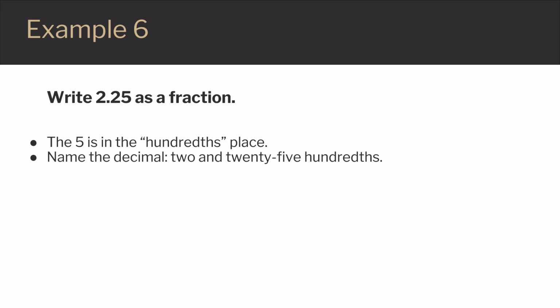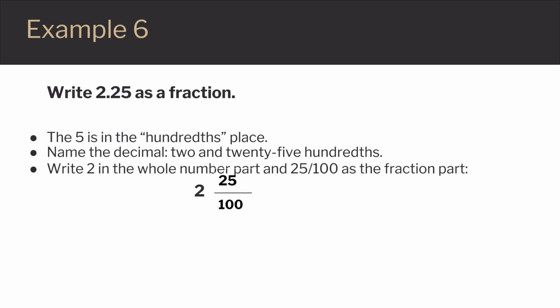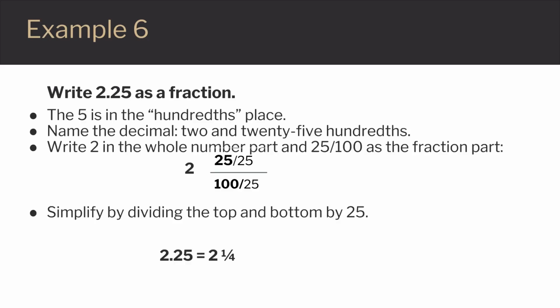Next, let's try one that has a whole number part. Write 2.25 as a fraction. The 5 is in the hundredths place, so the name of this decimal is 2 and 25 hundredths. Write 2 as a whole number part of your mixed number, and the fraction part would be 25/100. We can simplify this fraction by dividing the top and bottom by 25. 2.25 equals 2 1/4.